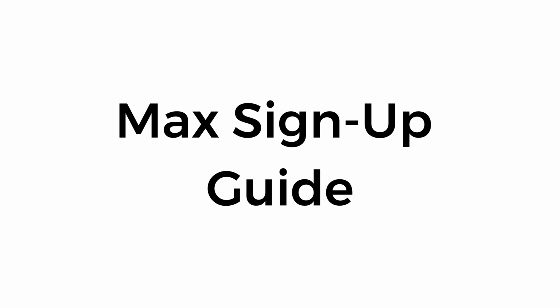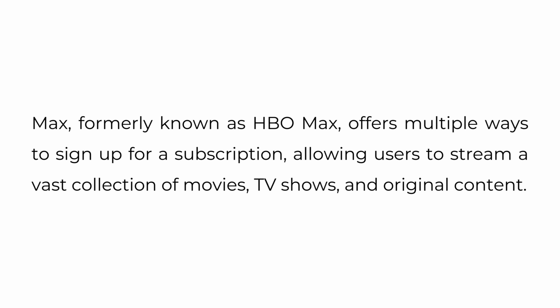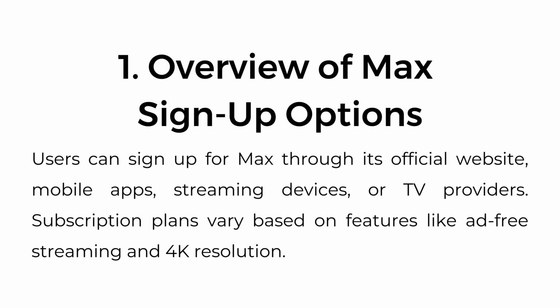Max Sign-Up Guide. Max, formerly known as HBO Max, offers multiple ways to sign up for a subscription, allowing users to stream a vast collection of movies, TV shows, and original content. 1. Overview of Max sign-up options. Users can sign up for Max through its official website, mobile apps, streaming devices, or TV providers. Subscription plans vary based on features like ad-free streaming and 4K resolution.